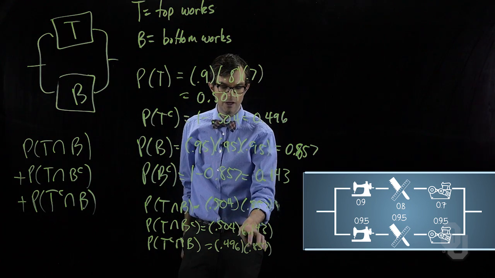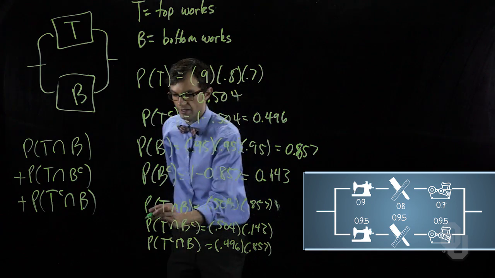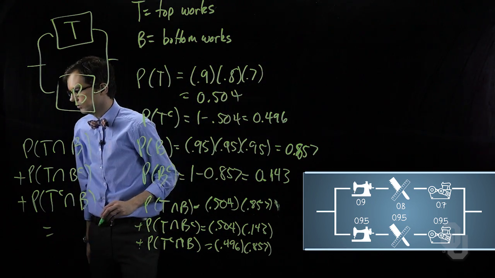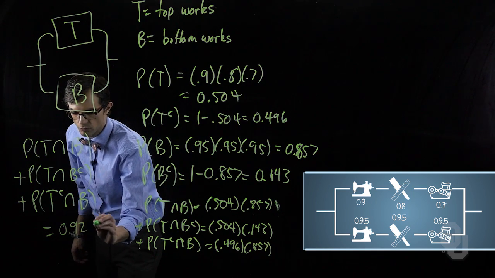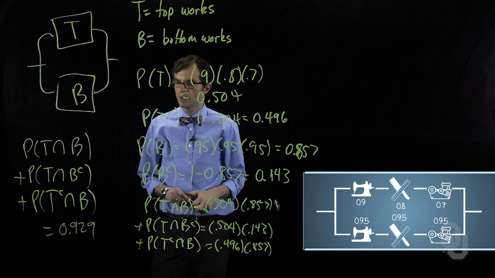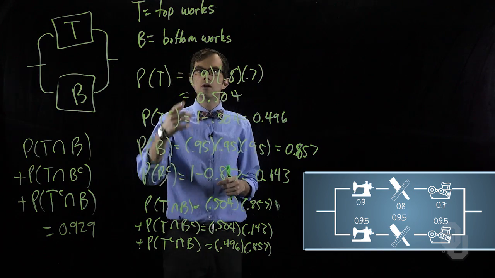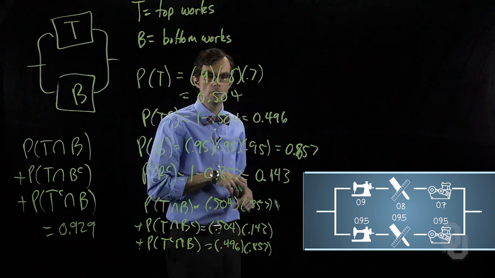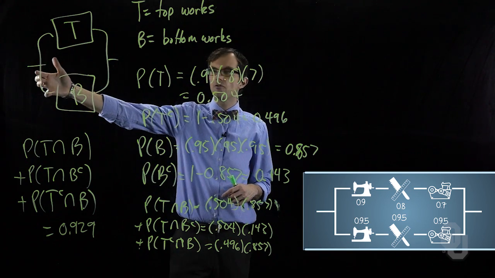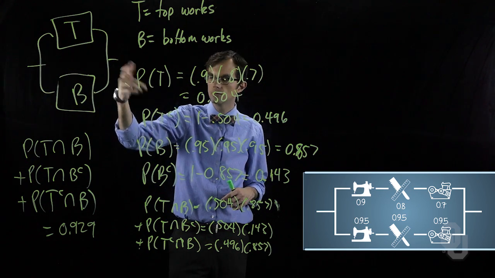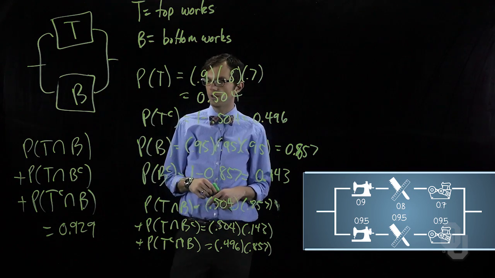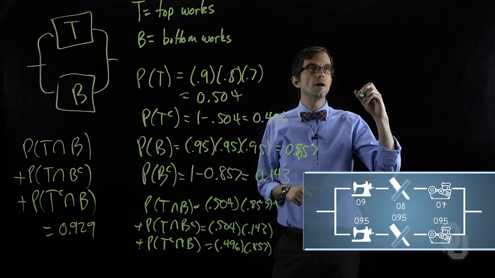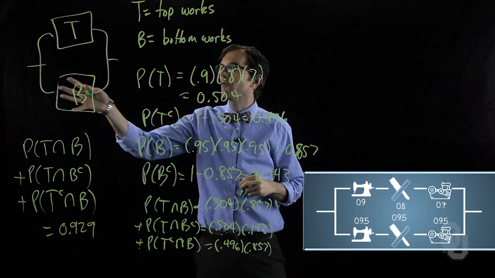If we do all these individual multiplications and sum them up, we should get the value 0.929. So given these individual component probabilities of operation, what's the probability that we can get from one side of the shop floor to another? That's 0.929. Another way to think about that is what's the complement of this thing not working at all?